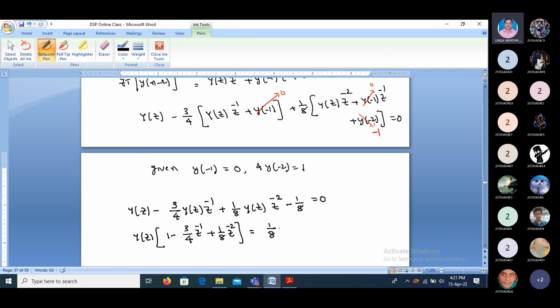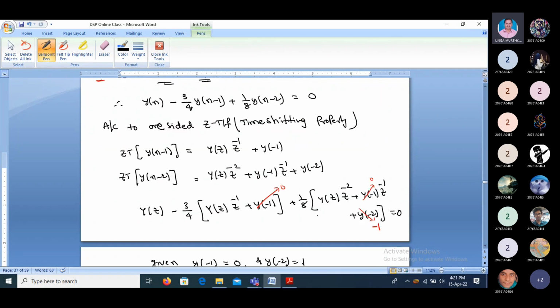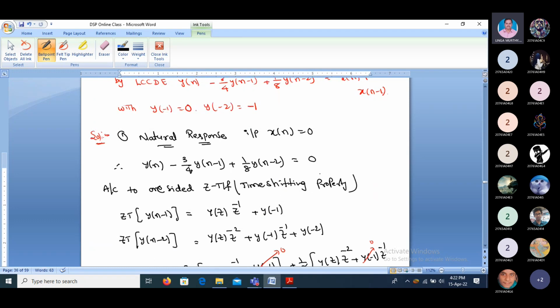So actually the numerator does not exist whenever the input is equal to 0. At that time that numerator component exists due to the system initial conditions. That's why this response is generally called the system natural response, which is obtained due to the system initial conditions. Whenever the input is equal to 0, the right side part is completely equal to 0. Why do we go for the one-sided z transformation here? The main reason is that for natural response the input is 0.